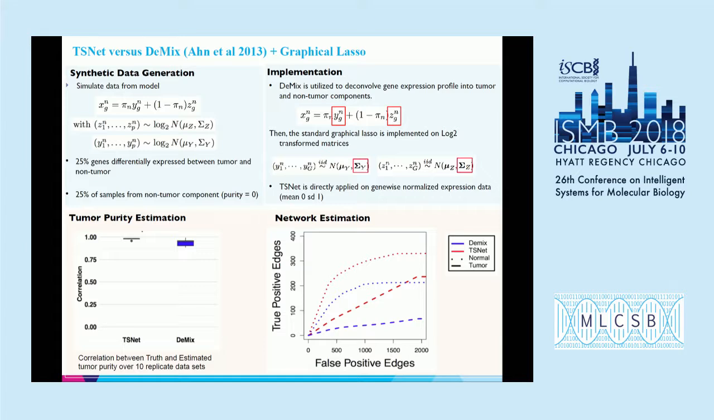And then for network estimation, again, we have the MixNet and TSNet in red for the normal and tumor components. For the normal component, you can see that we can more accurately estimate that component because we have a lot of samples, one quarter of the samples are from that component. So that's why we have more information for that component. But still, we do better than the MixNet plus standard graphical lasso.